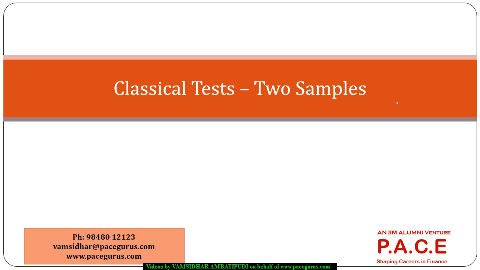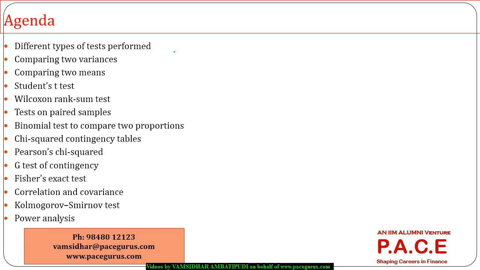Now that we are comfortable performing statistical tests using one sample, we'll move our attention to the next aspect. When I take two samples at a time, what are the different kinds of tests that I can perform on those two samples taken together? So agenda-wise, we'll talk about different types of tests that we can perform.